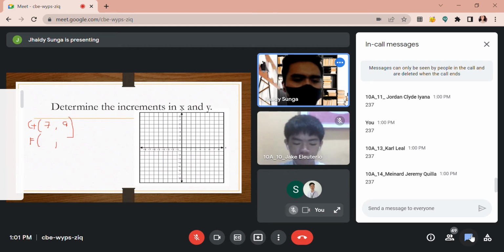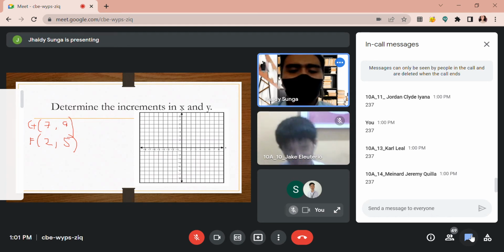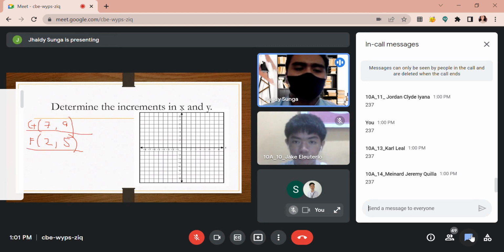Alright, so let us have 2 and 5. From this one, we have these 2 points. Now, in finding the increment, what are the things that we should do first? The first thing we need to do is to point the given coordinates. So we have the coordinates of point G, 7 and 9. So let us point that one.